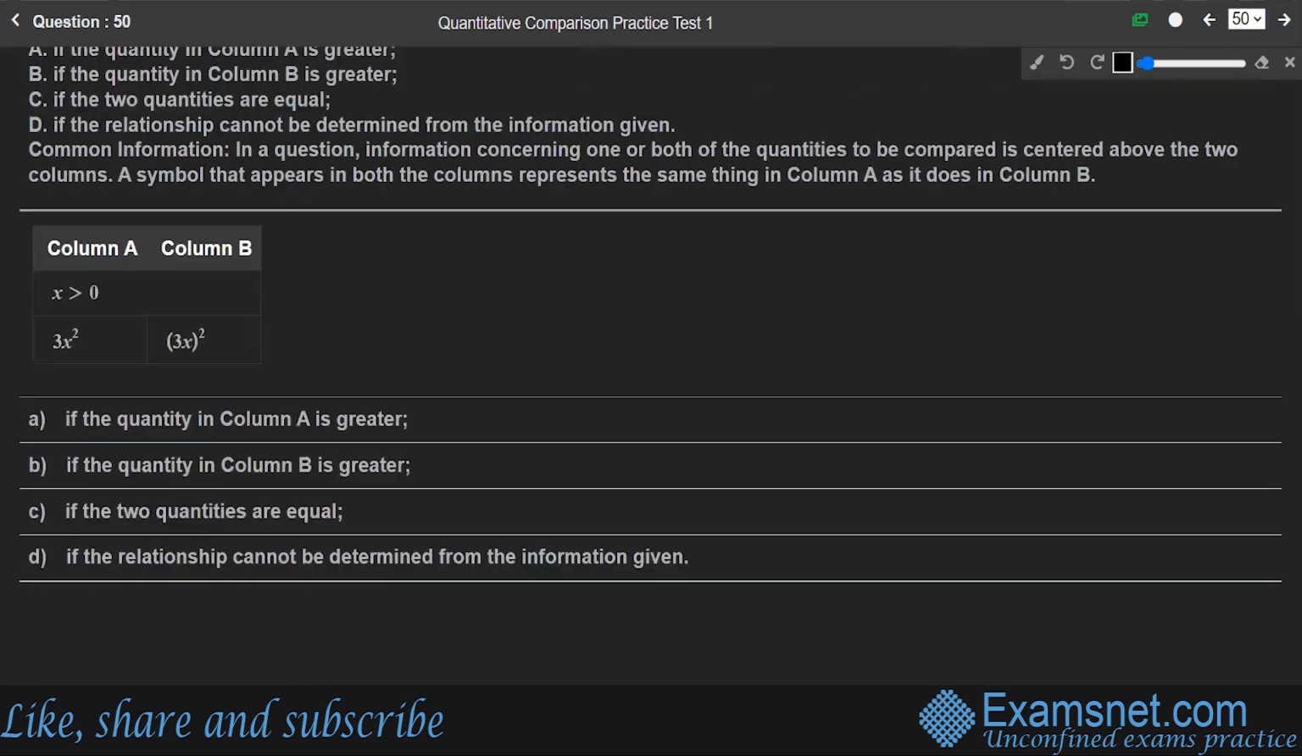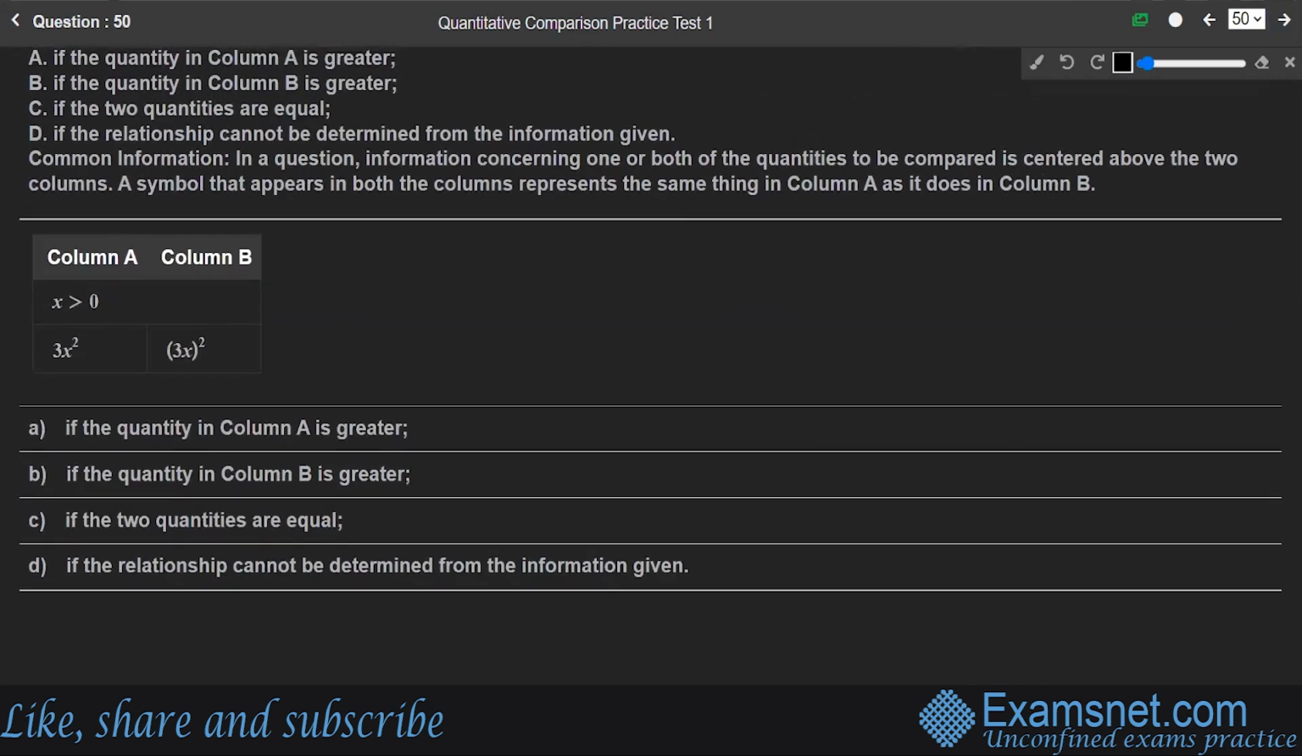Now the question says column A and column B are to be compared. Before that, there is common information provided that x is greater than 0. That x contains only positive values. They may be rational numbers, natural numbers, any number, but it has to be greater than 0 only, that is, positive numbers.